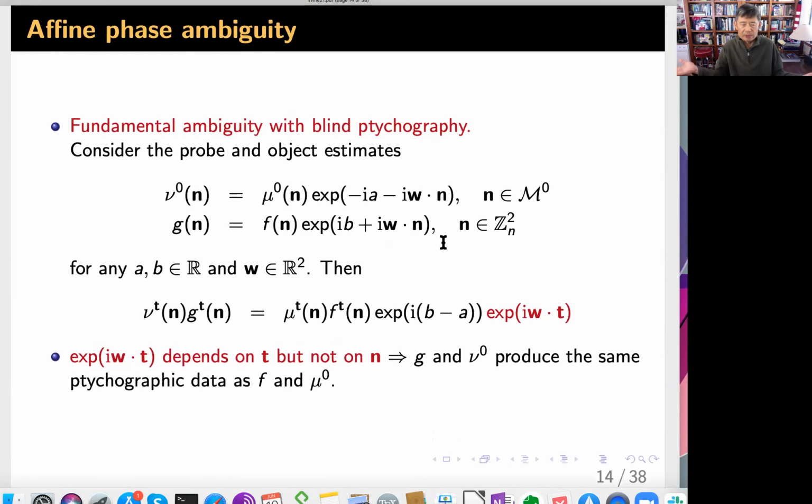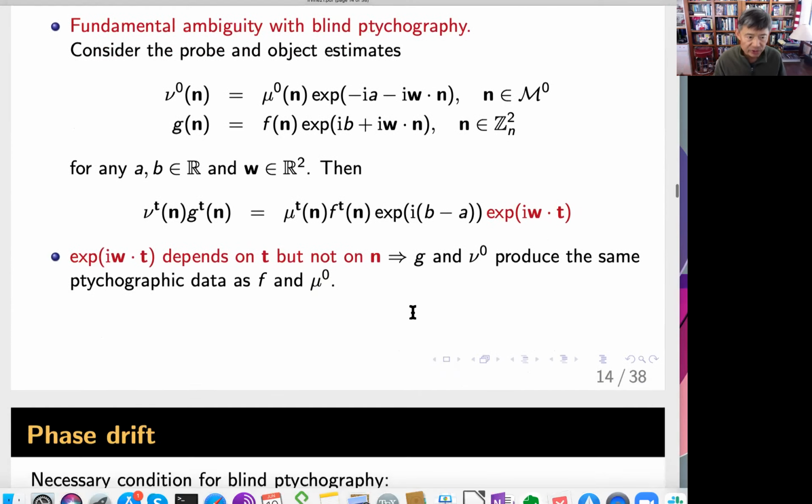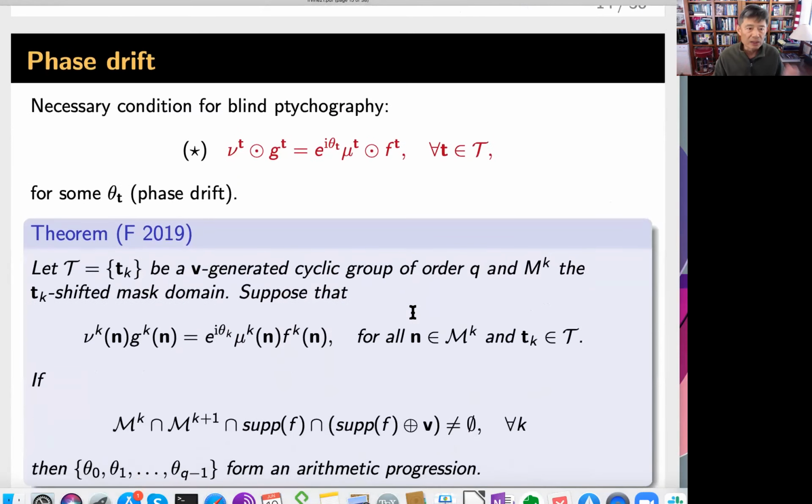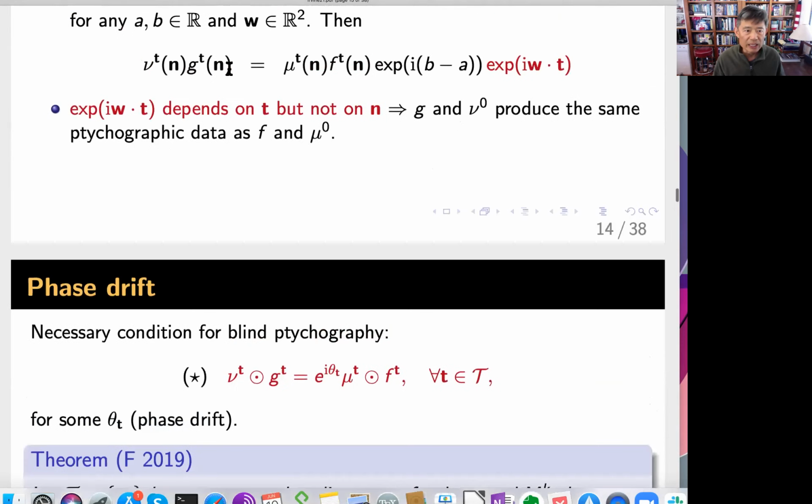And this is inevitable. Like in the case of phase retrieval, the best you can do is construct the object up to a constant phase factor. Here, for blind ptychography, you can only hope to construct the object and mask up to an affine phase factor, like that. That's the best you can do, and this calculation illustrates that. Okay, so for developing theory, you can only hope for a necessary condition. We look at it because we know that this will happen.